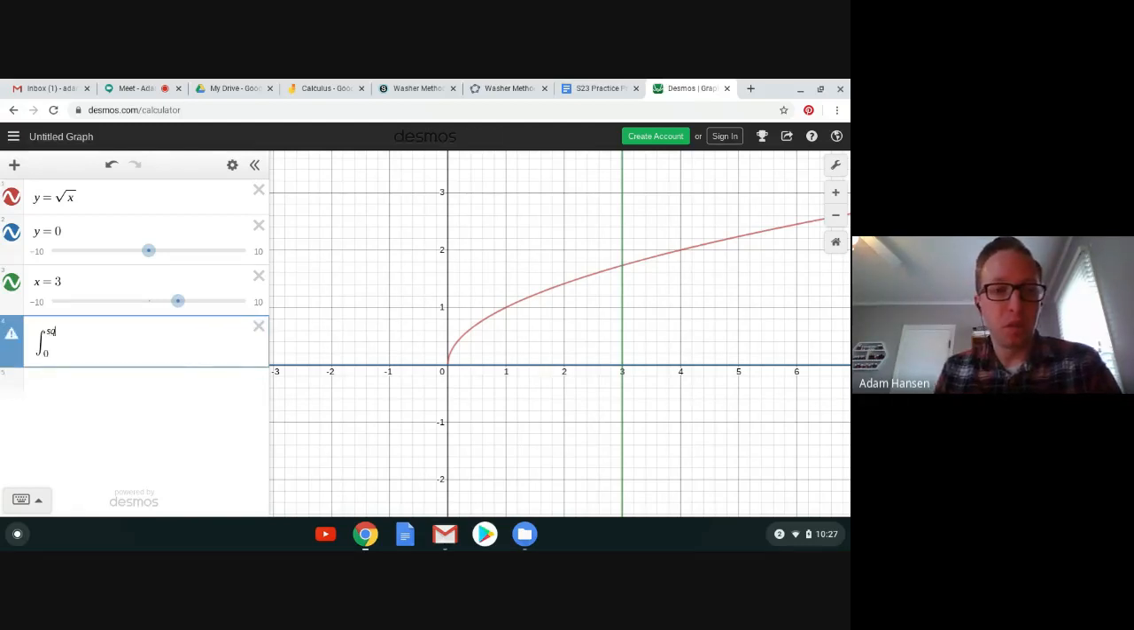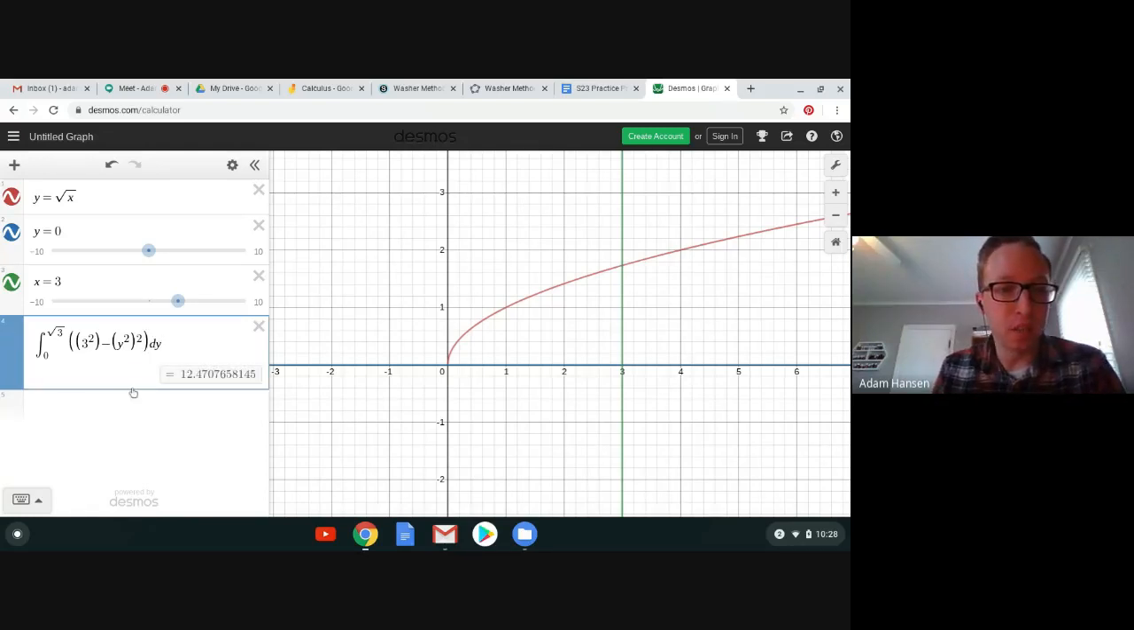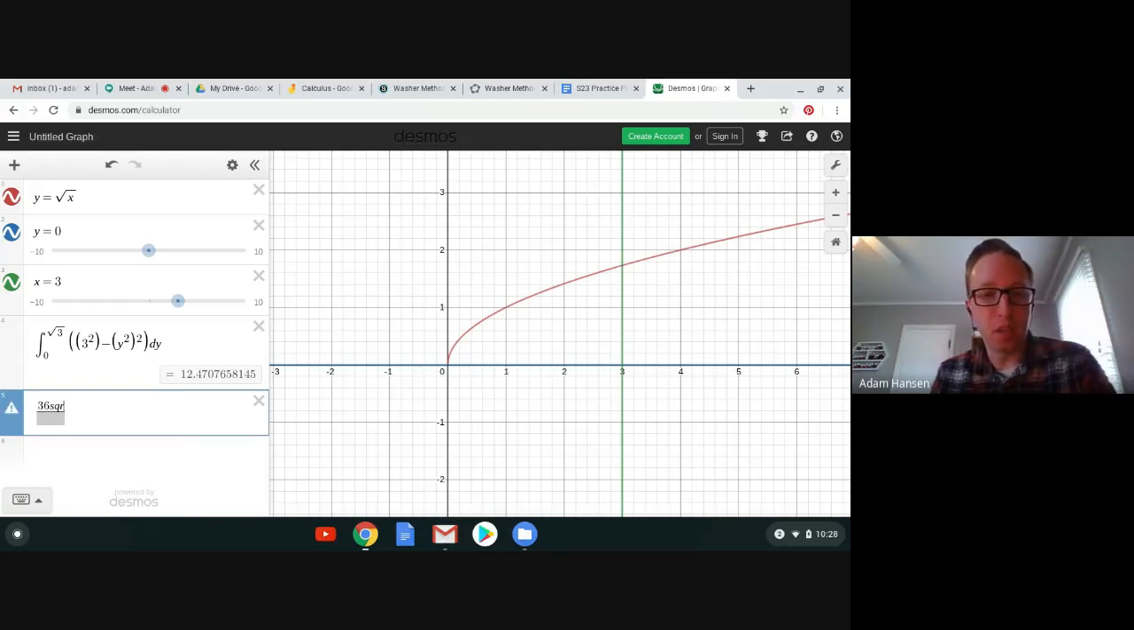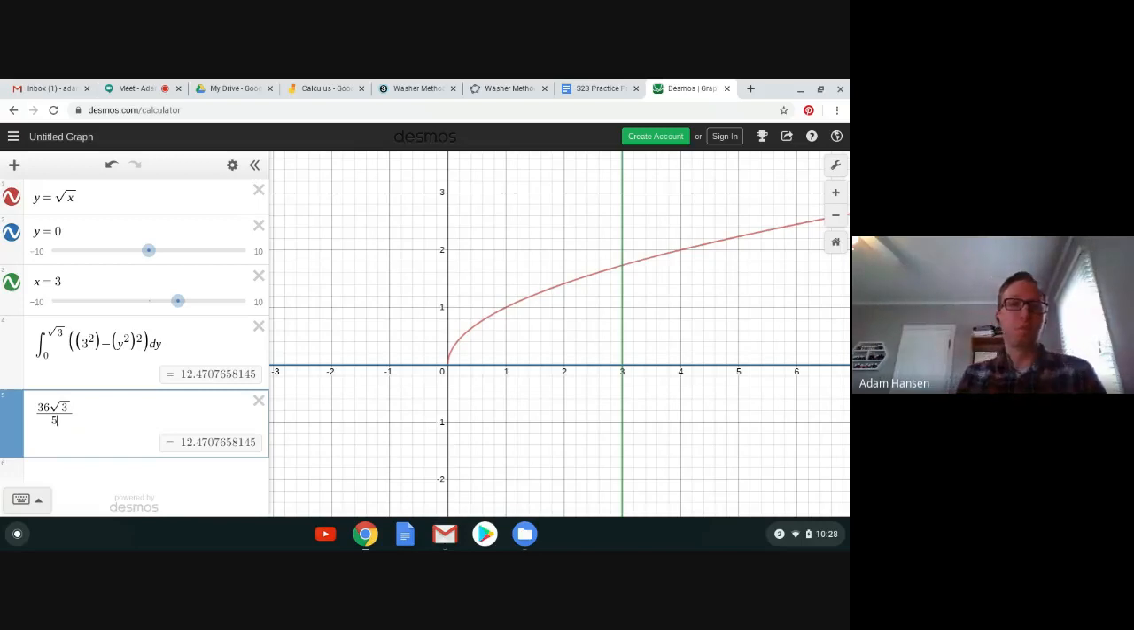from 0 to the square root of 3 of 3 squared minus y squared dy. Gives us that funky looking decimal. Hopefully it's the same thing as 36 square root of 3 over 5. And it looks like it.